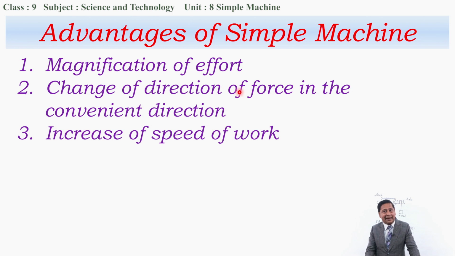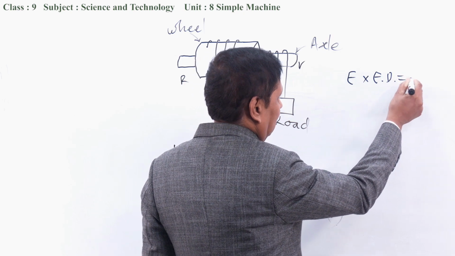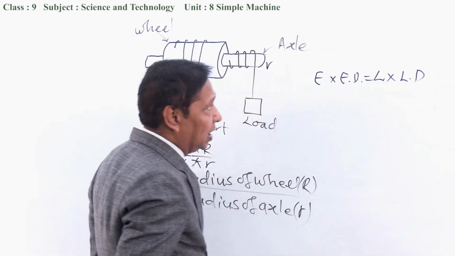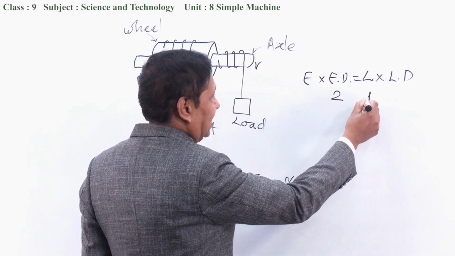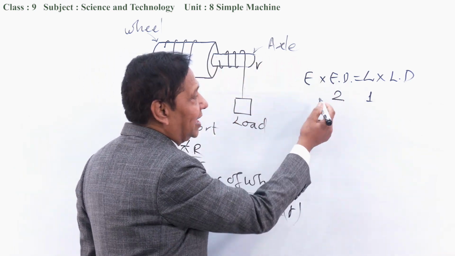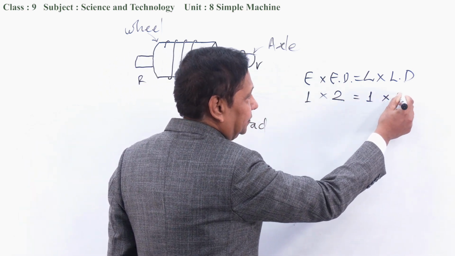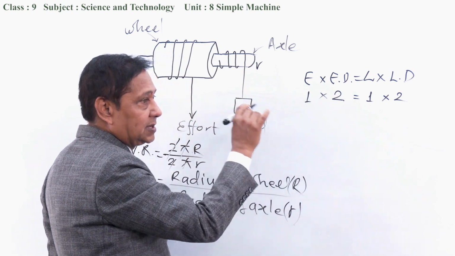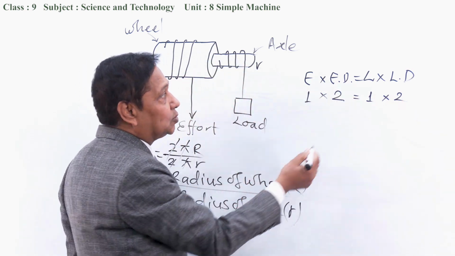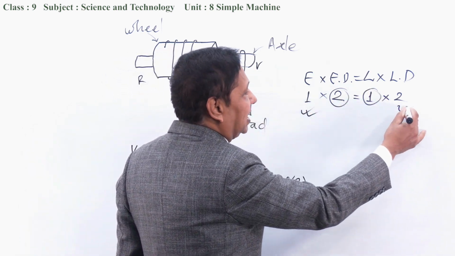Can a wheel and axle magnify the effort? Yes, it magnifies the effort. The reason is very simple. In every simple machine, effort times effort distance is equal to load times load distance. If effort distance is more than load distance, let's say effort distance is 2 units and load distance is 1 unit, then less effort will be able to raise heavy load, because the multiplication on the left hand side should be equal to the multiplication on the right hand side. That's why if effort distance is more than load distance, then less effort will be able to raise heavy load.